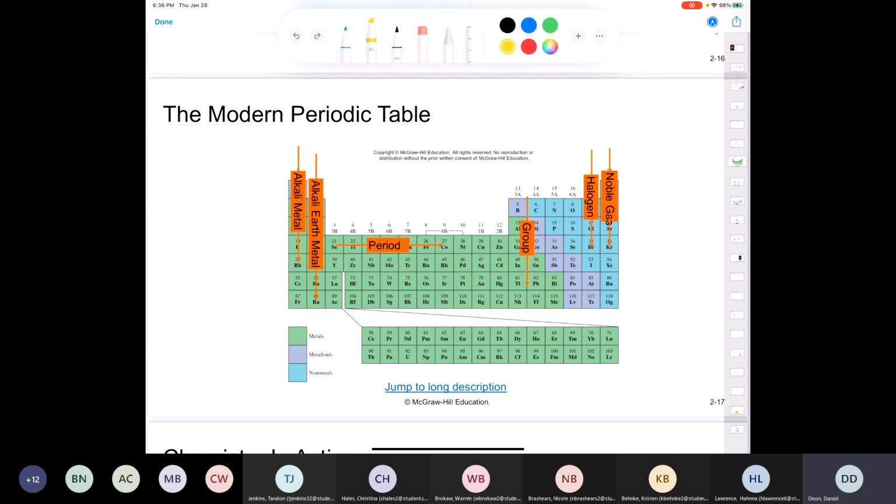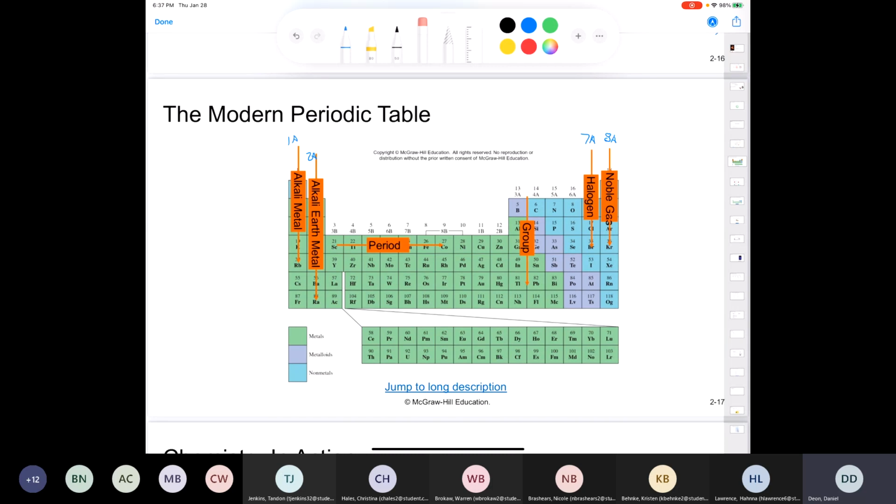If we look at the vertical, the vertical columns like this, these are called groups. So periods are horizontal, groups are vertical. Now the groups are numbered. We have group 1A here, then group 2A here, then 3A, 4A, 5A, 6A, 7A, and 8A over here. We'll talk more about that as the course progresses. You also see Arabic numbering, 1, 2, 3, 4, 5, 6, 7, all the way to 18. It depends on the situation which one of those we will use.